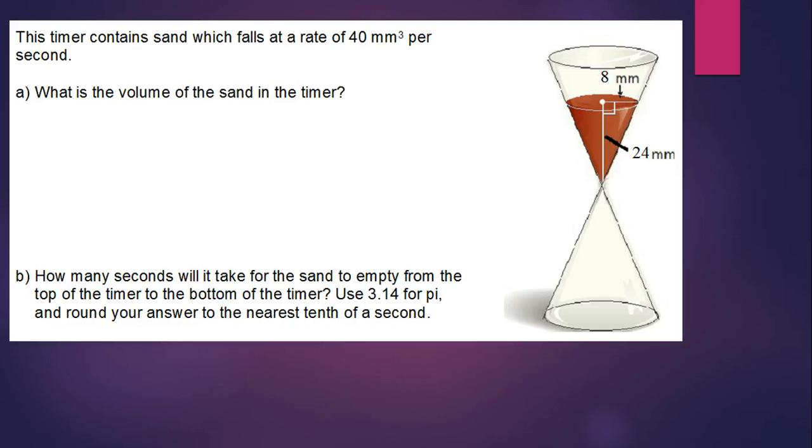This timer contains sand, which falls at a rate of 40 cubic millimeters per second. What's the volume of the sand in the timer? And how many seconds will it take for the sand to empty from the top of the timer to the bottom of the timer?